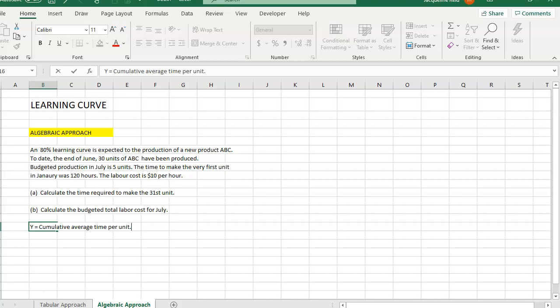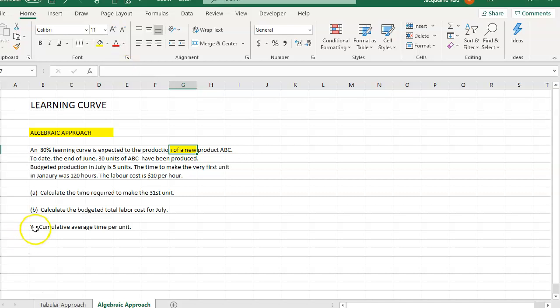We have been told that at the end of June, 30 units of this product ABC has been used. Now notice the keyword new product. So that will tell you that learning curve will be applicable here. Now, July comes around and they want to make 5 more units because that is what the budget for July says. Now, importantly, they have given you the time for the very first unit.